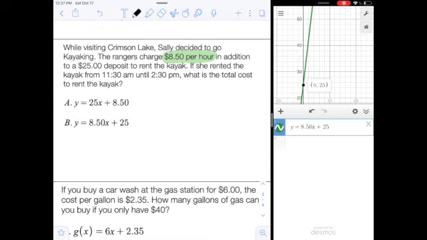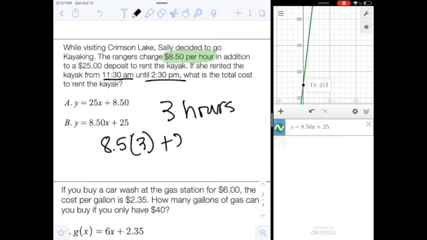But the solution to this is wanting to know what the total cost would be. So if I'm going from 11:30 to 2:30, so you've got 12:30, 1:30, 2:30, that is 3 hours. Okay, that's 3 hours. So you can use function notation for this if you want. You can say, okay, well, $8.50 times 3 plus 25. Okay, well, that can give me my value.